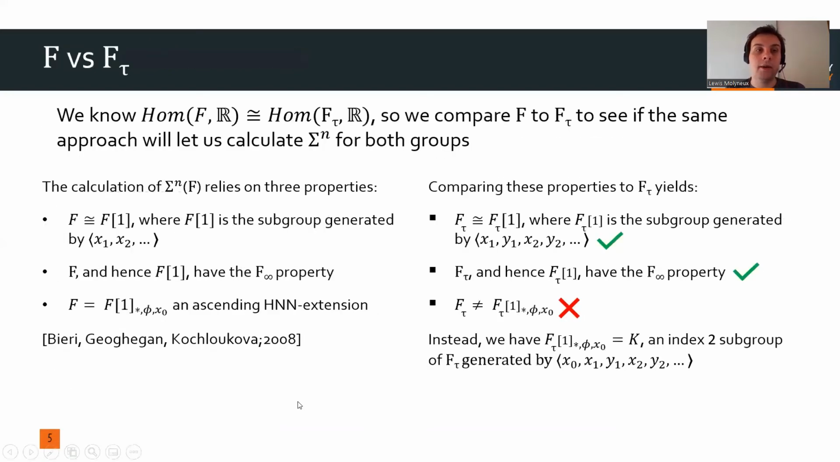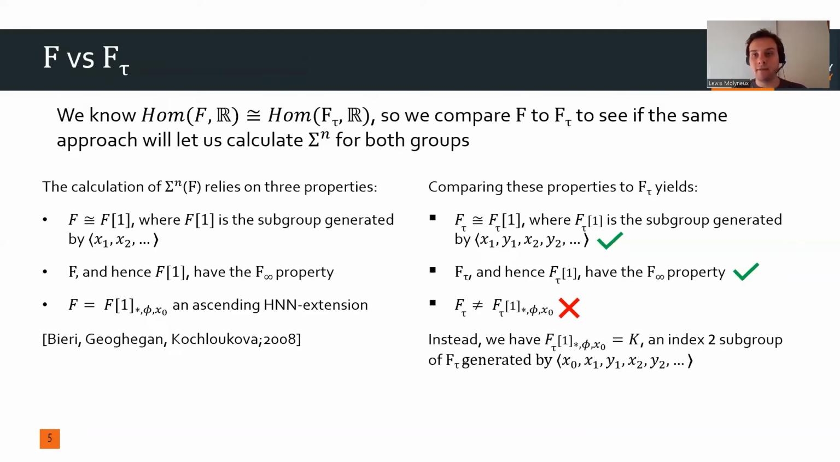So looking at F, when the sigma invariant for F was calculated by Bieri, Geoghegan, and Kochloukova in 2008, they relied on a few key facts. So they had F is isomorphic to its own subgroup F1, where you just cut off the first generator, and it's the subgroup generated by the rest of the generators missing the first one. And therefore that subgroup is F infinite. And then they were able to write F as an ascending HNN extension of that subgroup.